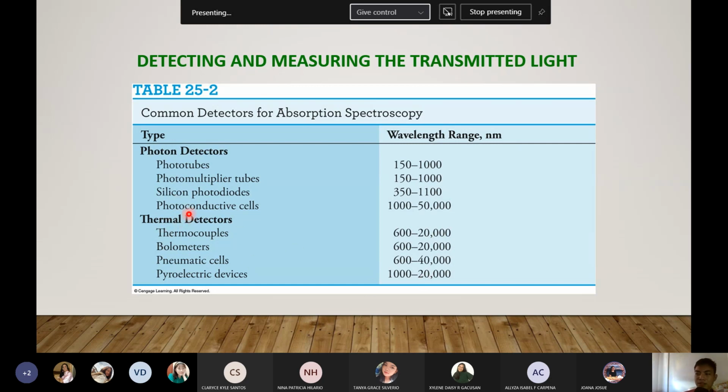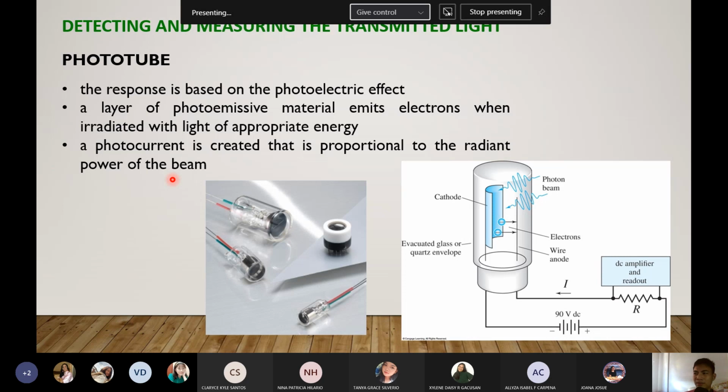Okay? So yan. So alam niyo na yung idea kung ano mangyayari sa multiple choice, which can be used in UV analysis. Hanapin niyo na lang kung asan siya. Pag thermal detector yon, di pwede yon. Photon detector lang pwede. Okay? So yun lang. Discuss natin sila briefly, ano itsura nila.